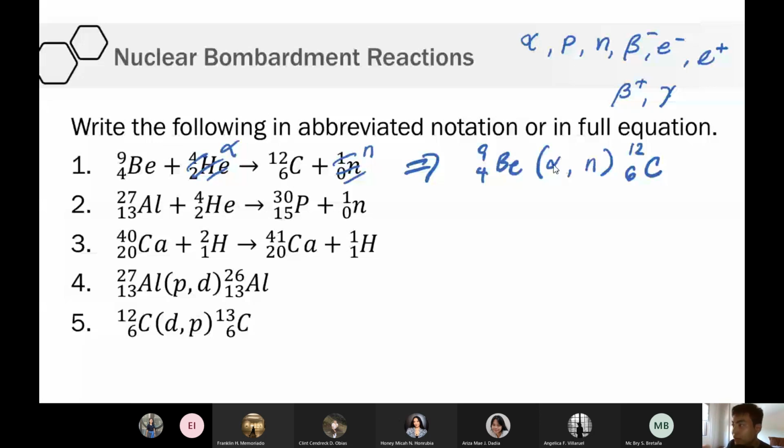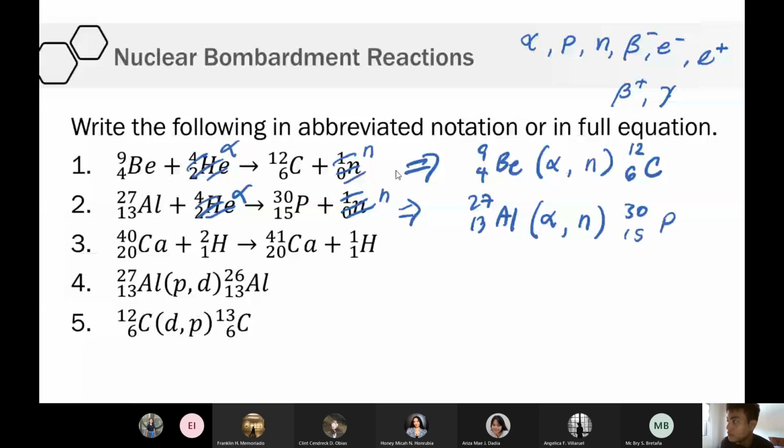Ito, sasagutan ko to lahat, don't worry. Kunwari, ito. Aluminum 27 plus helium 4 gives phosphorus 30 plus 1 neutron. Paano ko isusulat yan? O yung alpha, shortcut mo yan. Neutron, shortcut mo yan. Okay? On the left side, you have 27-13 aluminum. Open parenthesis, ano yung nasa left na elementary particle? Alpha. Comma, meaning nun may arrow. And then on the right side, ang elementary particle mo ay neutron. Close parenthesis, followed by your element, 30-15 phosphorus. Okay, so ganun.